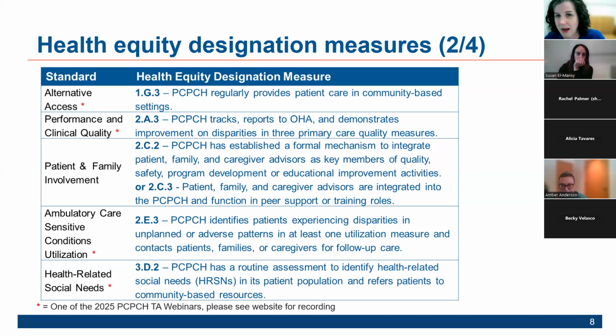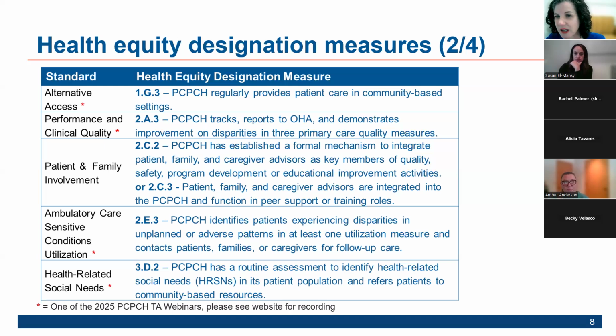Another health equity measure is that the practice tracks and reports to OHA and demonstrates improvement on disparities in 3 primary care quality measures. And we have a lot of details about what that means, the types of measures. It's all listed in the TA guide. I think folks know that you can choose performance measures from various sources now. We don't have our own source in the TA guide any longer. So I would really encourage people to take a look at that measure as well.